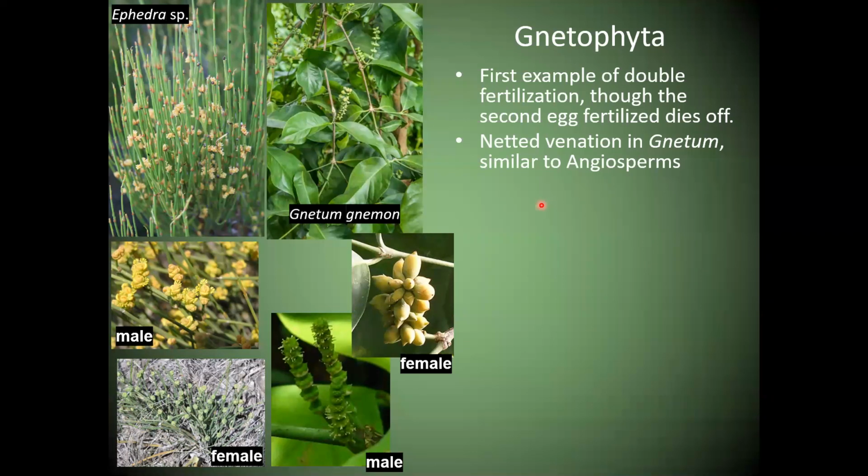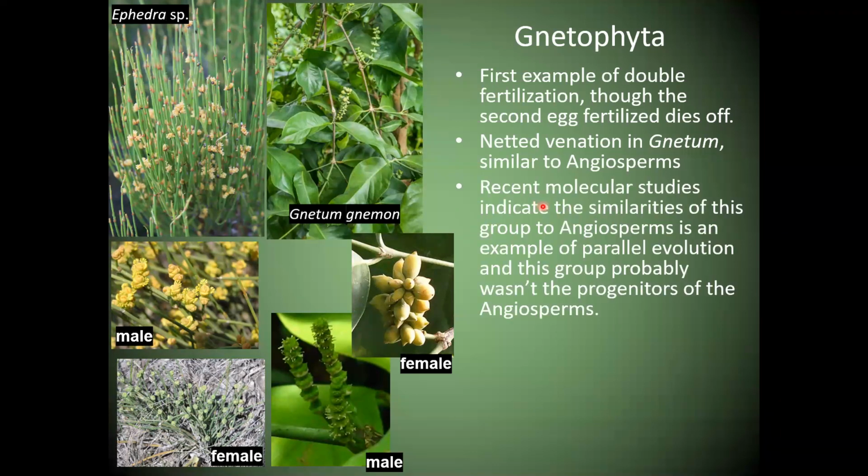So that actually makes it look like an angiosperm. And another character that made us think that gnetophytes are actually the closest relative of flowering plants, but that's not the case. Phylogenetically, evolutionarily, that's not the case, not supported by molecular evidence. Recent molecular studies indicate that the similarities of this group to angiosperms is an example of parallel evolution, right?